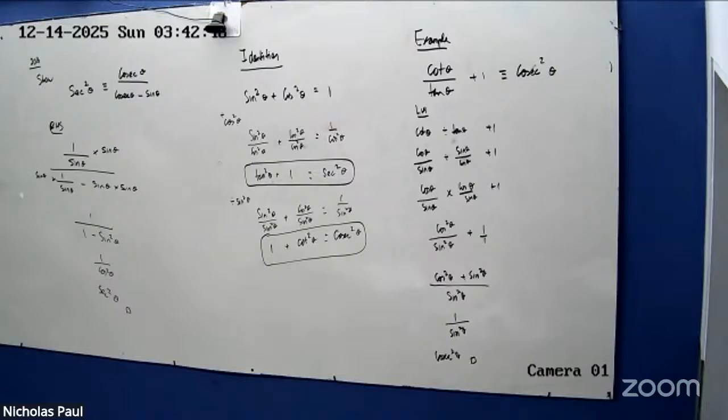Right, now we can look at the next section. All right, so let's take a look at the graph of sine, cos, and tan. Let's take a look at the graph of cos.